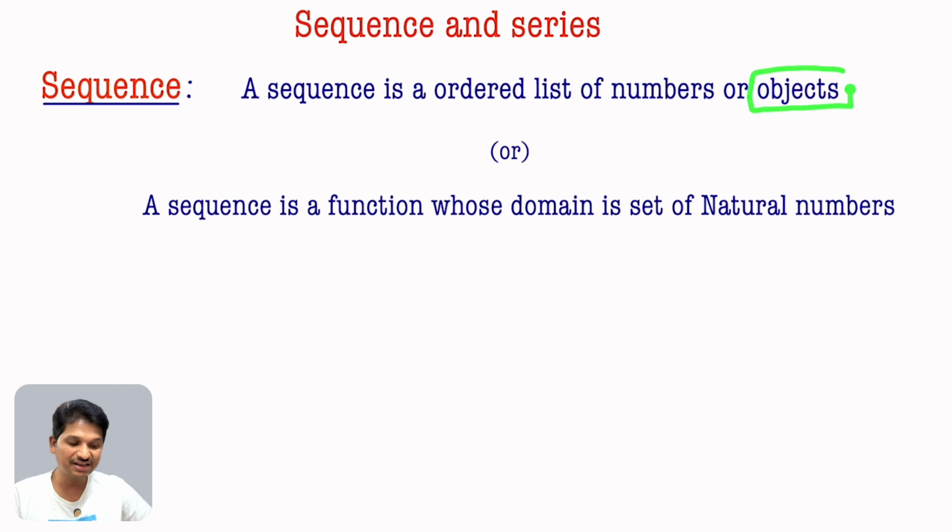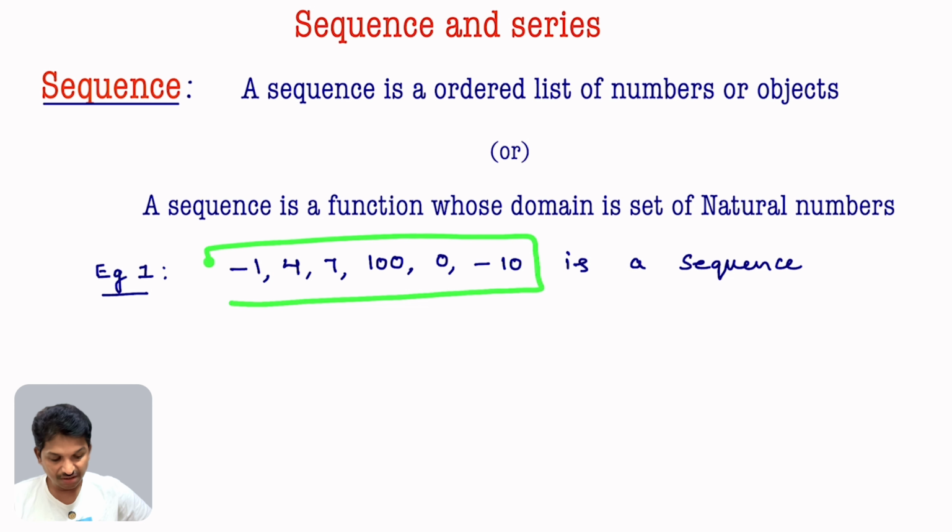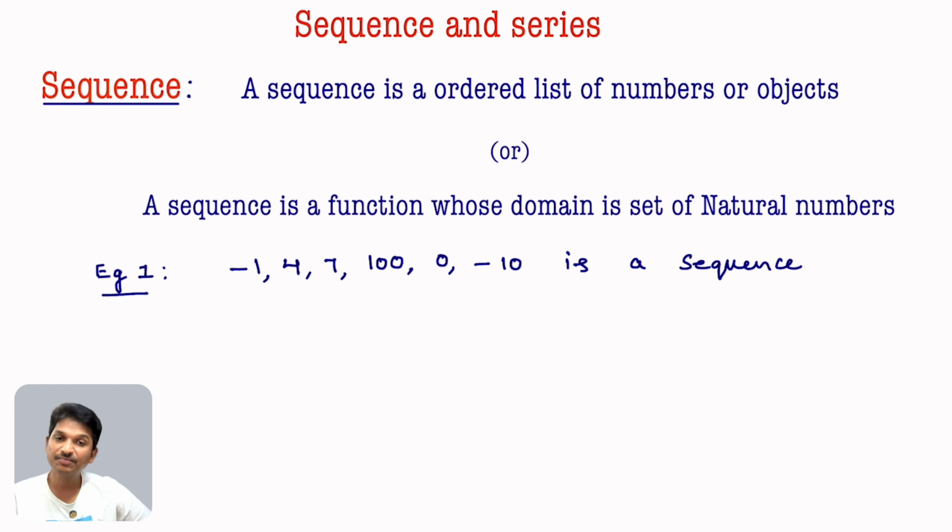You observe this. I have written a few terms here. Can I call it a sequence? You observe this: 1, -1, 4, 7, 100, 0, -10.